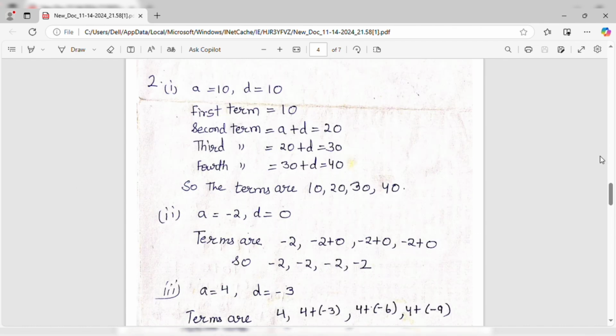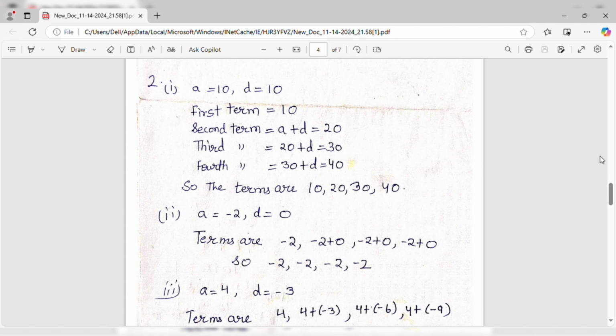Next question is, write first 4 terms of AP when the first term and the common difference is given. So in the first part, A is 10 and D is also 10. So the first term is 10, the second term is 20, third term is 30 and fourth term is 40. The consecutive terms are 10, 20, 30 and 40.